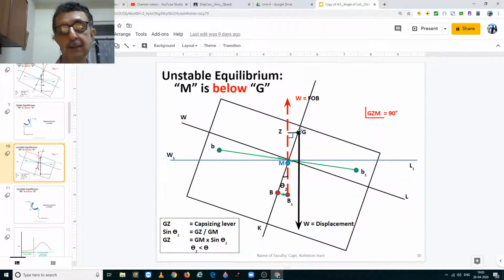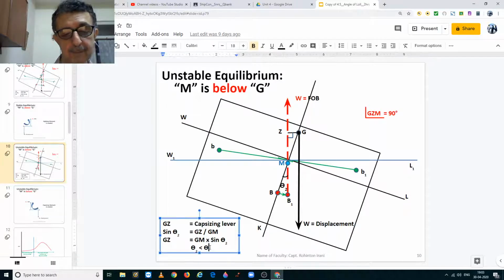So in these last few slides, we have seen that the ship never returns back to her upright condition. Instead, she oscillates around the angle of Loll condition. A theta 2 is generated over here, and in this case, theta 2 is less than theta, which was your angle of Loll condition.